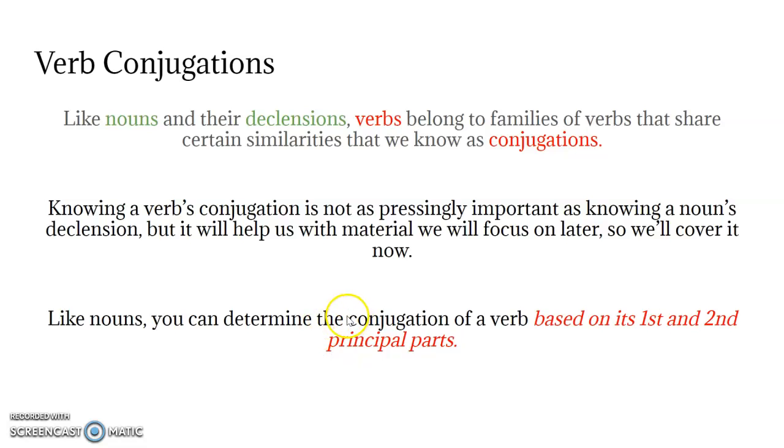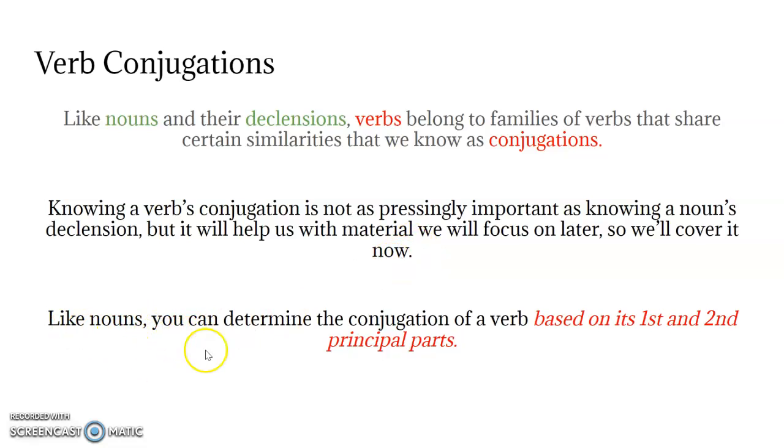Okay, so for our purposes in this stage, we're going to learn about verb conjugations. And this is what we're going to use our principal parts to figure out. Verb conjugations are very similar to declensions for nouns that we learned about in chapter 1. Verbs belong to families of other verbs that share certain similarities, and we know those different families as conjugations, whereas a declension is a family of nouns that act similarly. Conjugations are families of verbs that act similarly. Knowing a verb's conjugation is not really that important right now, as it will be soon, but it is going to help us with material we focus on later, so we're going to cover it right now.